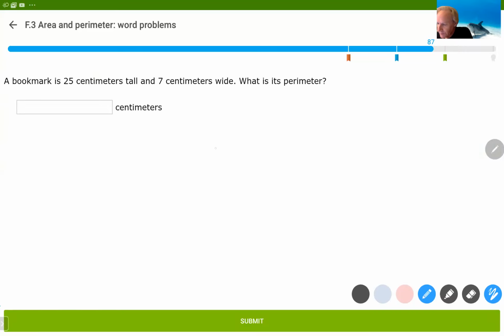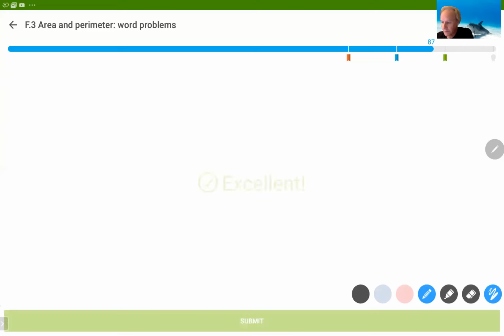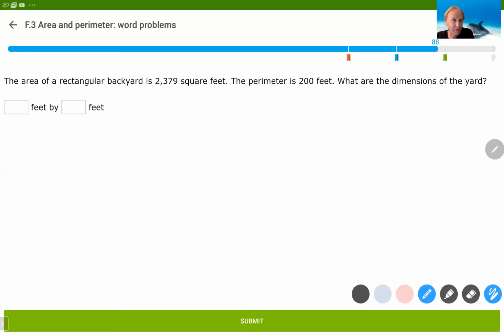What is the perimeter? 25 and 7 makes 32 times 2 is 64. I have really got to start reading my questions. Okay, save time by doing them right in the first place.